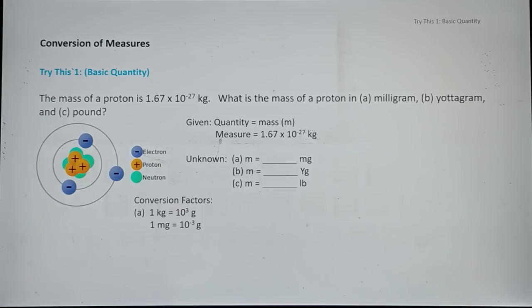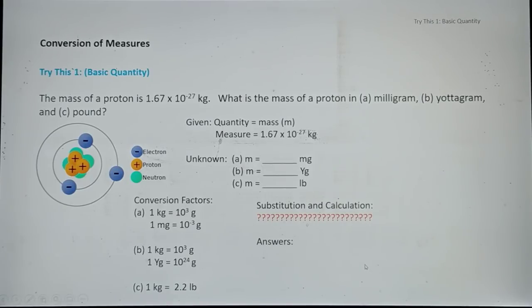For letter A, 1 kilogram equals 10 raised to the third power grams, and 1 milligram equals 10 to negative 3 grams. For letter B, 1 kilogram equals 10 to the third power grams and 1 yottagram equals 10 to the 24th power grams. In letter C, 1 kilogram equals 2.2 pounds. So, substitute and calculate, and then let's check your final answers.